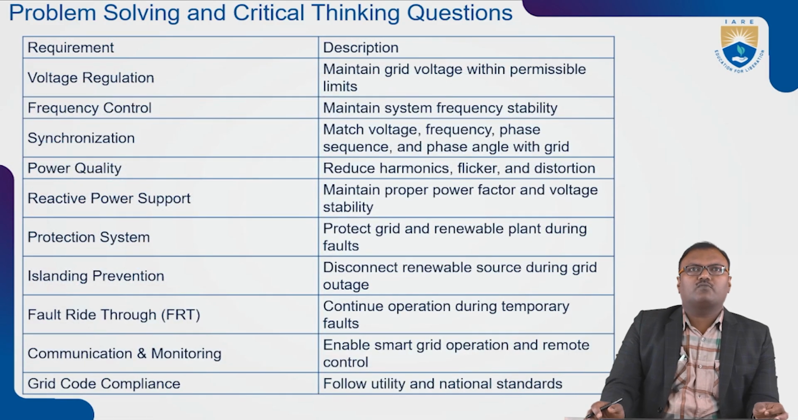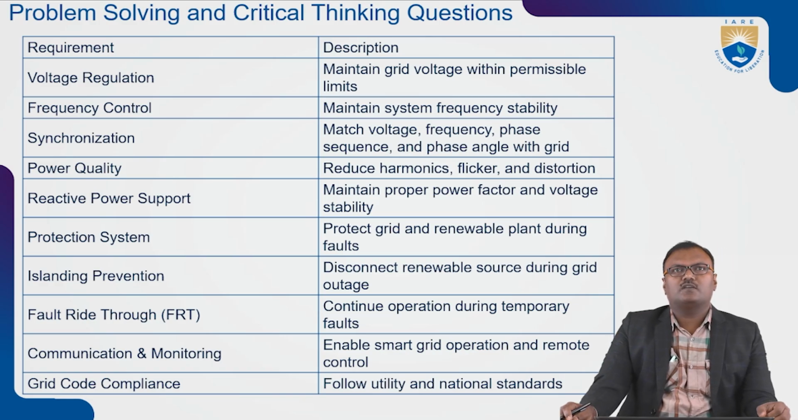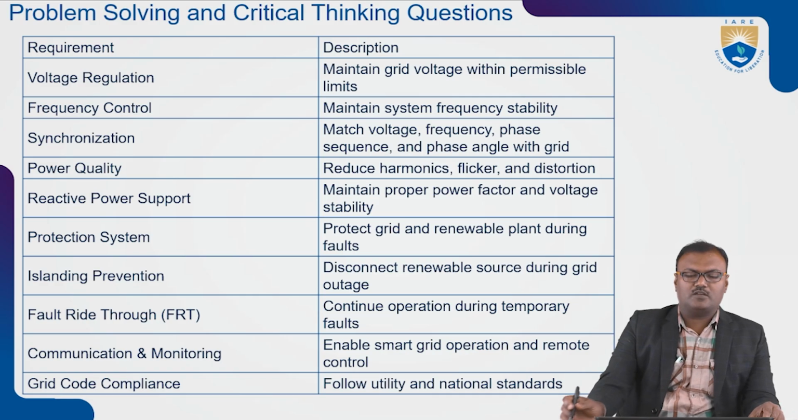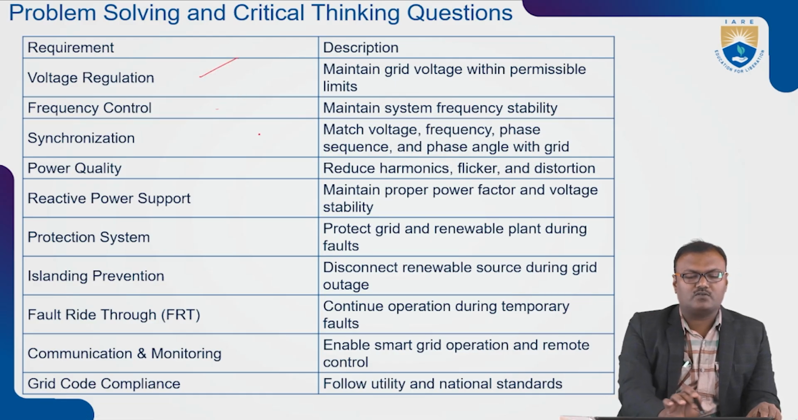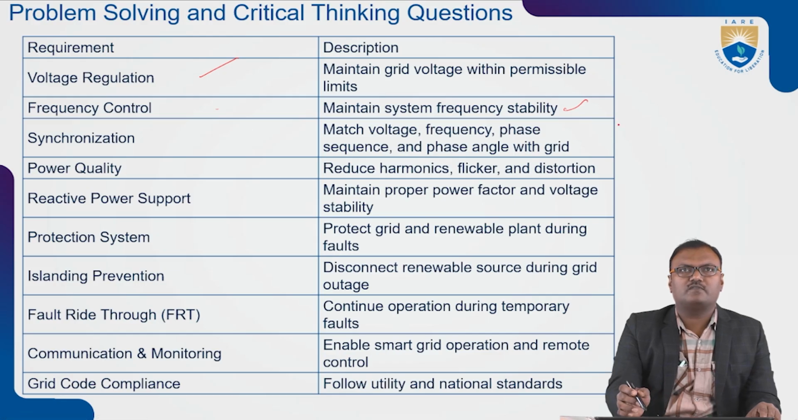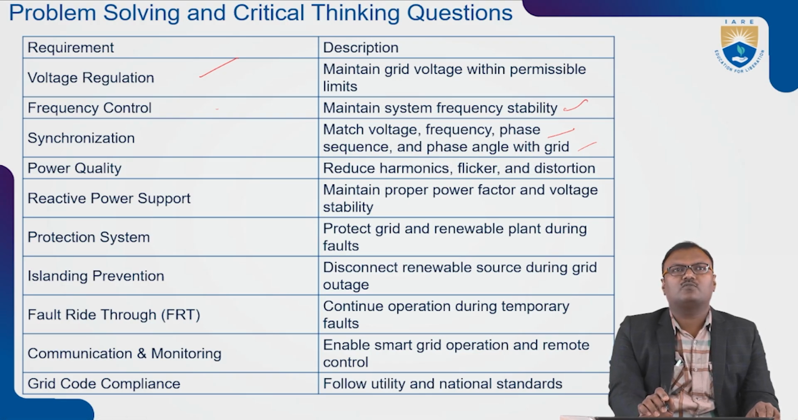So the requirement and then description. Voltage regulation is needed in order to maintain grid voltage within permissible limits. Then frequency control, to maintain system frequency stability, and third is synchronization, to match voltage, frequency, phase sequence and phase angle with the grid. Voltage variations must be within certain limits, and similarly frequency and phase sequence.